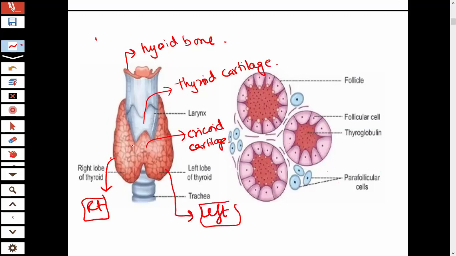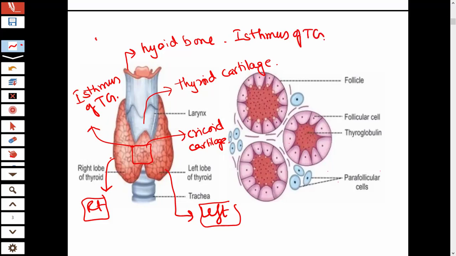Both these lobes are joined together here by this structure. This is known as the isthmus of the thyroid gland. Now, this isthmus is very important. Why is it important? Because, please remember, it is present at the level of the second, third, and fourth tracheal rings.